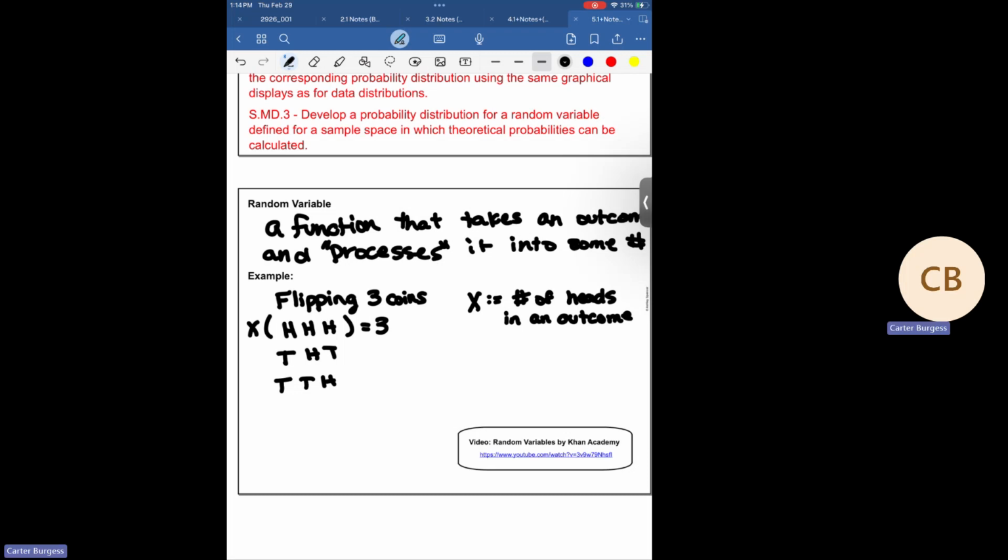Okay. What is the value that this random variable is going to take on when it processes the outcome of tails, heads, tails? 1. And what is the value that it will take on when it's processing the outcome of tails, tails, heads? Also 1. So it's a way for us to take this unpurified, difficult to work with outcome, which is heads, heads, heads, 3 H's in a row, and process it into something a little bit more usable. We have 3 heads, or 2 heads, or 1 head, or 0 heads.